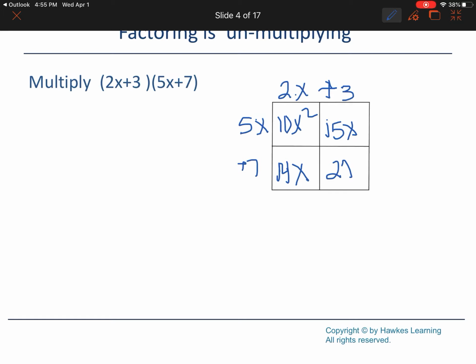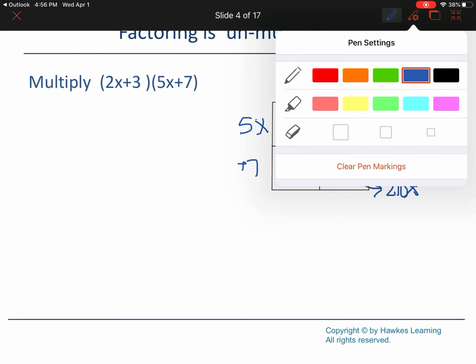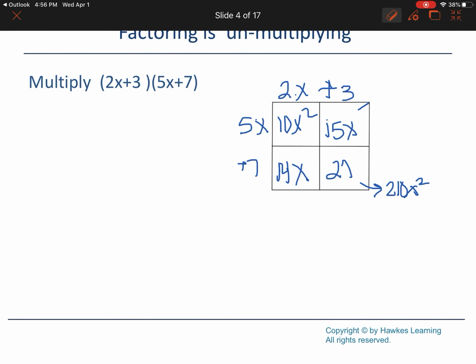So now, let's look at the diagonals again. This diagonal here is going to be 210x squared, right? And this diagonal here, if you want to plug that into your calculator, you can, 14 times 15 also turns out to be 210, and we have two x's, so that is an x squared, right?